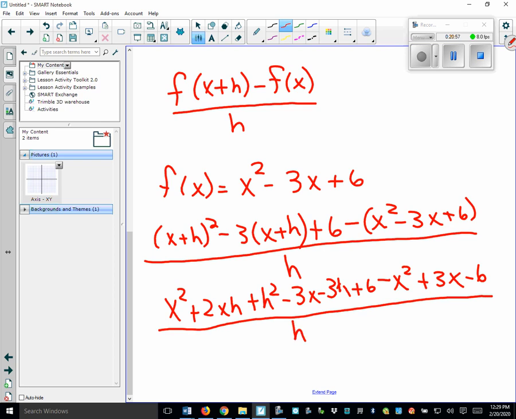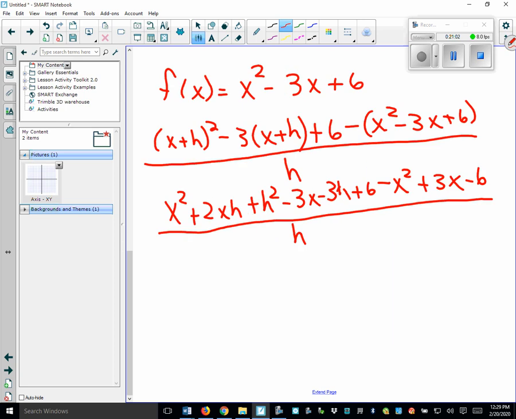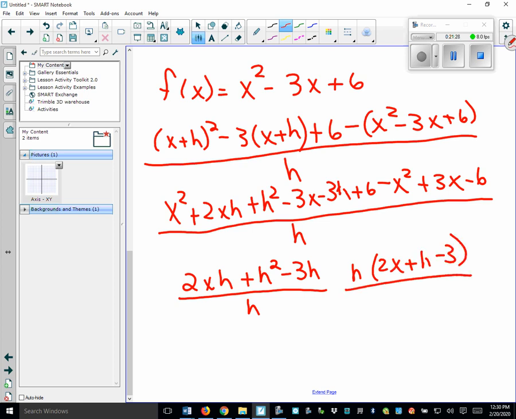Then we do some stuff. We can cancel out the 3x's. I can cancel out the x squareds. So I have 2xh plus h squared minus 3h. That's all. Then we factor out an h and you get 2x plus h minus 3. Right? Boom. Bam.